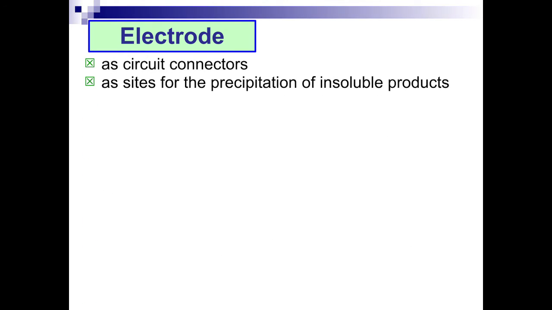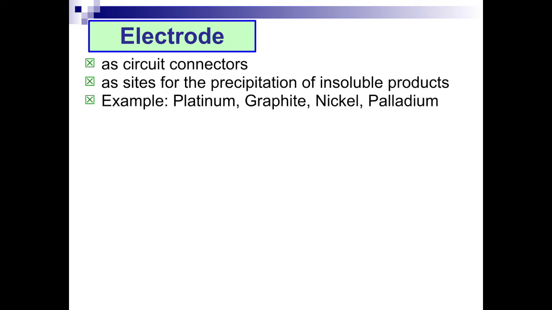The electrodes in an electrolytic cell act as circuit connectors and sites for the precipitation of insoluble products. We use an inert electrode in an electrolytic cell such as platinum, graphite, nickel, or palladium.